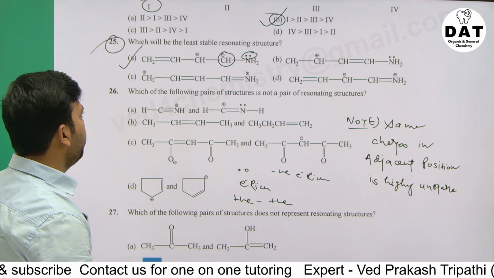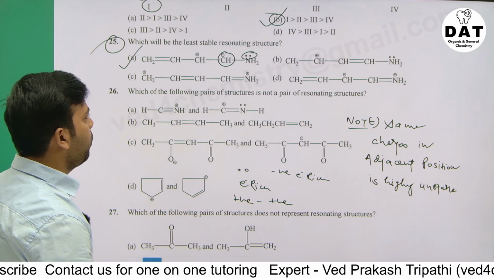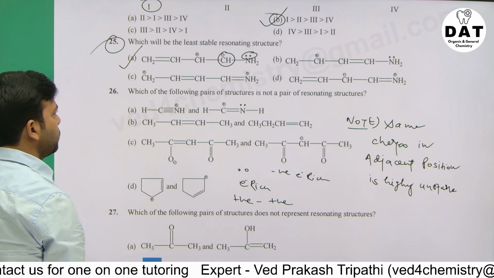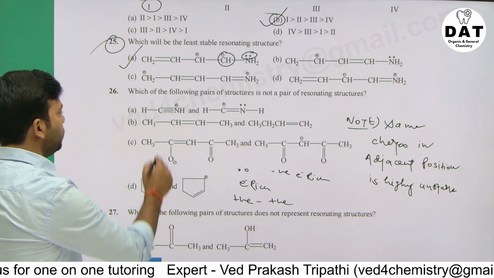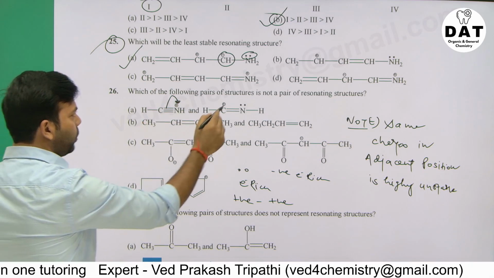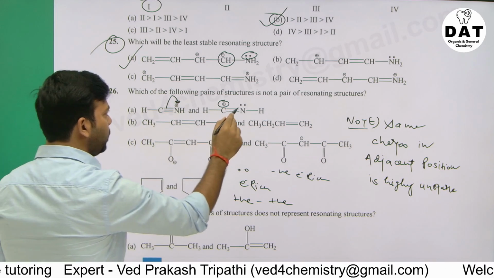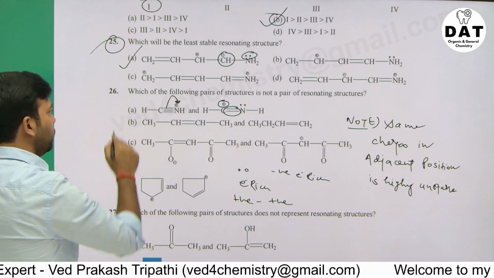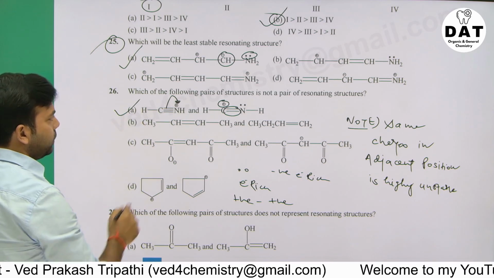Which of the following pairs of structures is not a pair of resonance structures? Once you break like this, here carbon will be positive, the triple bond breaks down into a double bond, and this nitrogen will be neutral. Clear? So this is the resonance form.